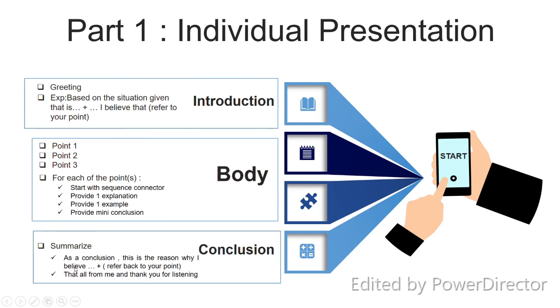Okay, candidates, for each of the mini conclusions, you may use the words "this is the reason why I'm saying that." Okay, if you can see the difference. For mini conclusion, we use the words "this is the reason why I am saying that." But for conclusion, we use the words "I believe that." As a conclusion, this is the reason why I believe that exercising will keep elderly people happy.